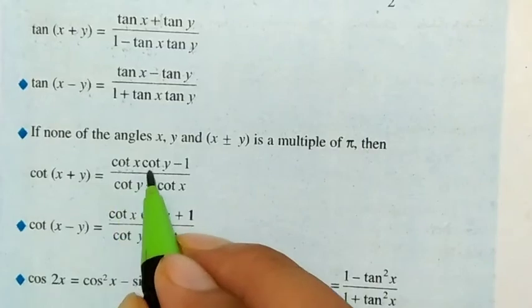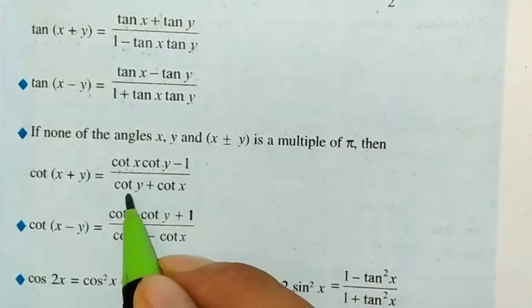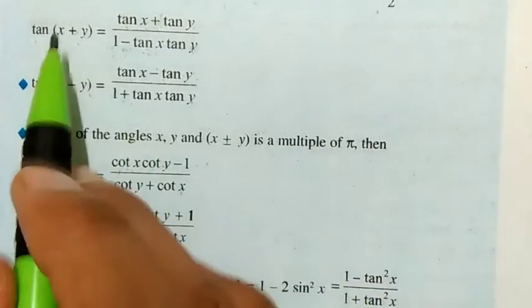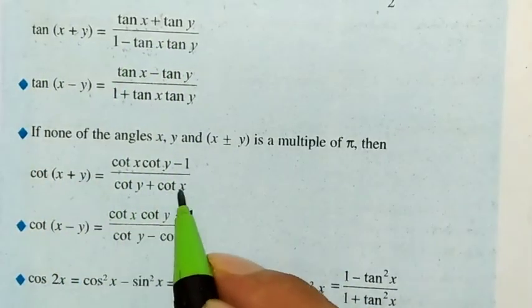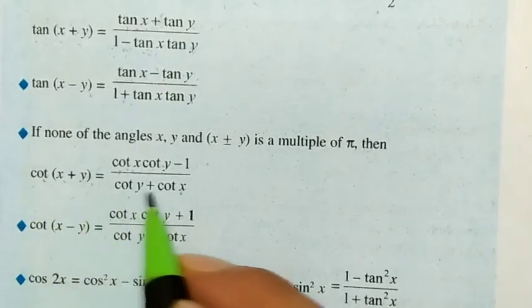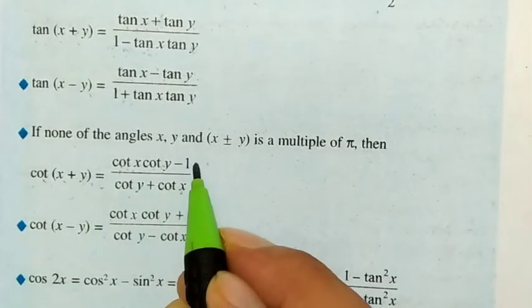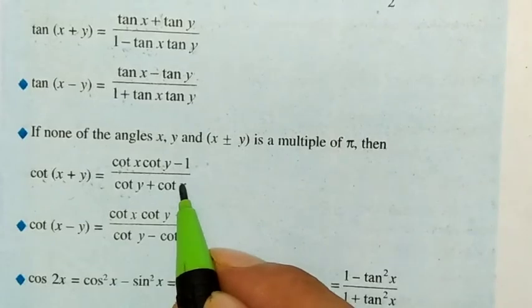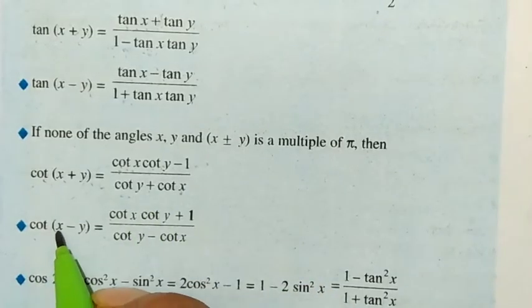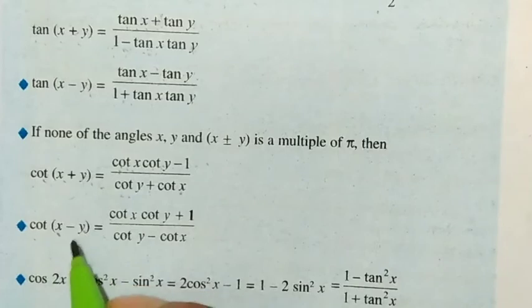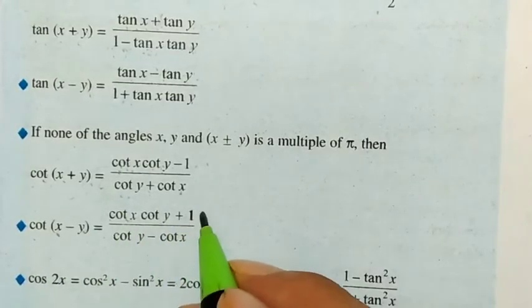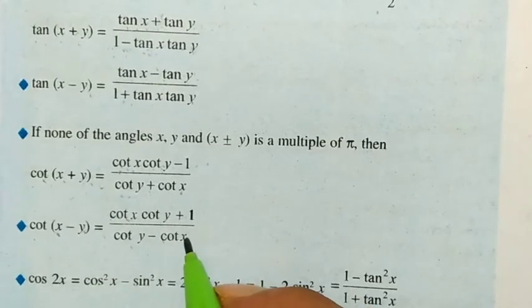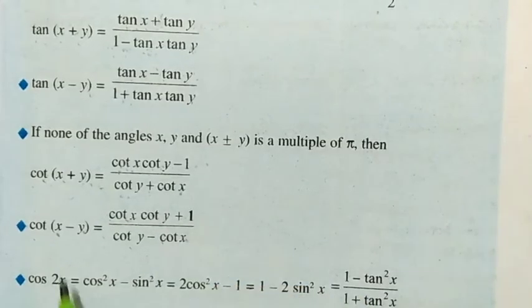You can read this as cot y cot x minus 1 divided by cot y plus cot x. Here plus, we are getting tan x plus tan y, here cot y plus cot x. Cot of x plus y equals cot y cot x minus 1 divided by cot y plus cot x. Now cot of x minus y, what will we get? Cot y cot x plus 1 divided by cot y minus cot x. So that way you can easily remember the cot formulas.